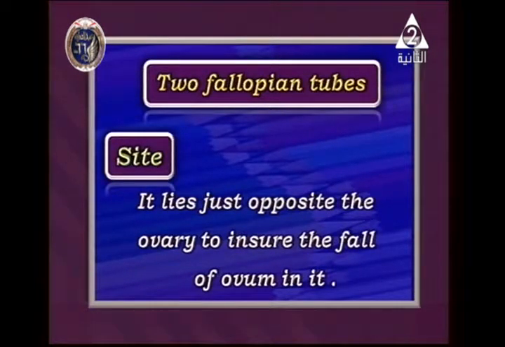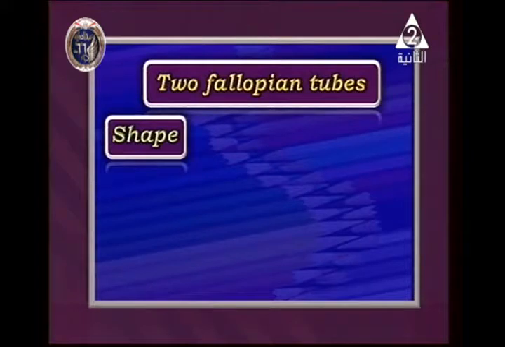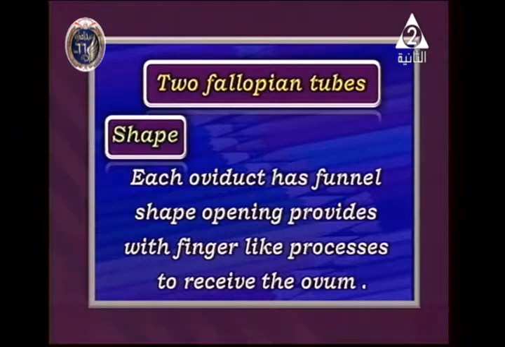And by the way, the fallopian tubes carry the ripe or mature ova from the ovary to the uterus. After that, we have the shape of the fallopian tubes. Each oviduct has a funnel-shaped opening. It is provided with finger-like processes to receive the ovum. Imagine a funnel shape or finger-like shape: when the ova are shot from the ovary, they need something to hold them.